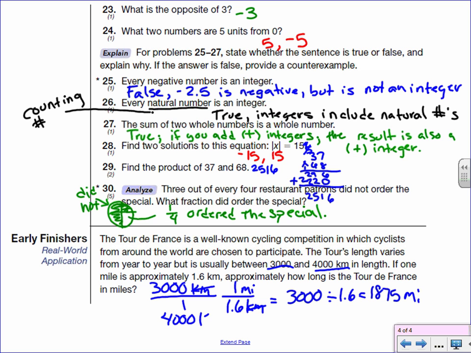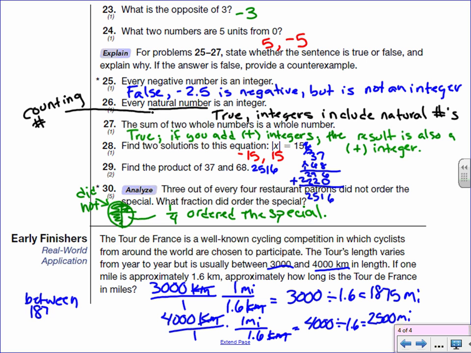So we set that one up just the same. Miles on top, kilometers on the bottom to cancel. And that turns into 4,000 divided by 1.6, which is 2,500 miles. So the distance is between 1,875 miles and 2,500 miles.